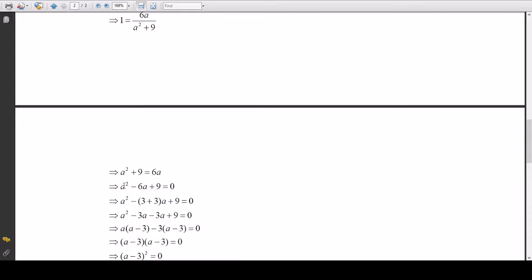In the variable of a. Now how to factorize this? We'll factorize this by splitting the middle term. Now to do that, we look for the quotient of a square. Quotient of a square is 1.